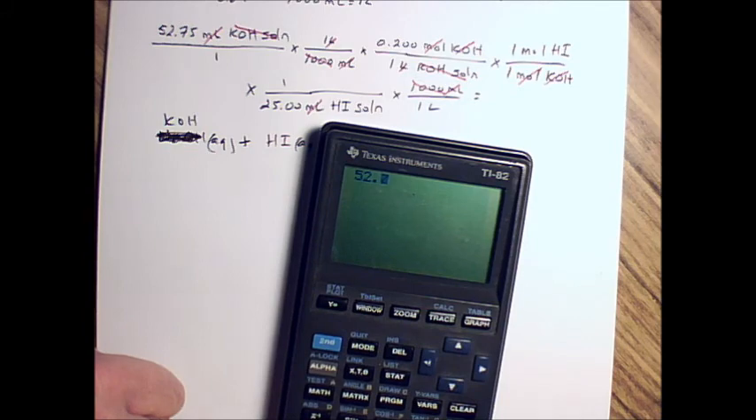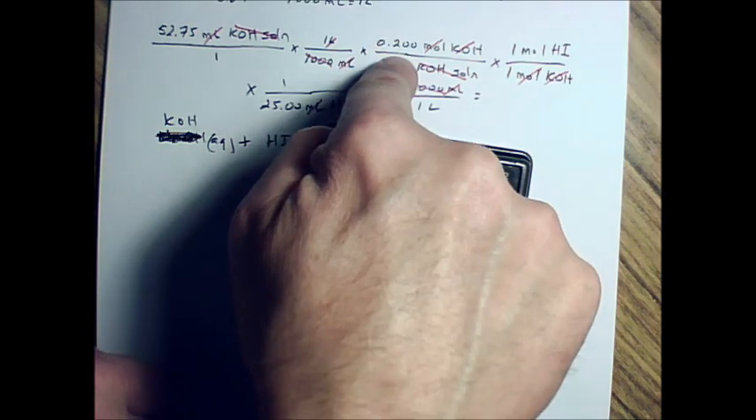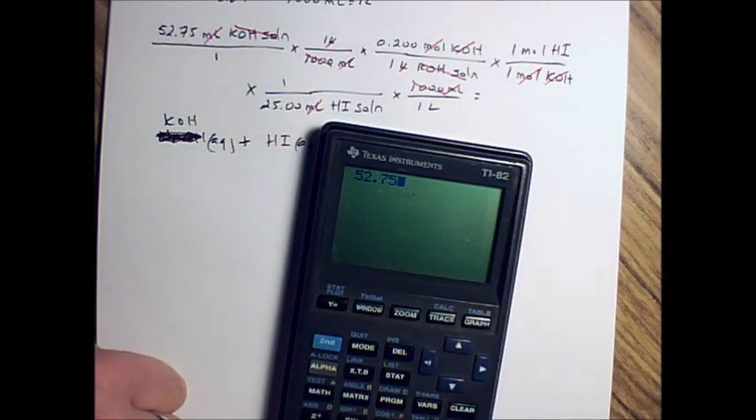So 52.75 times 0.200. I'm as confused as a blind dog in a meat house.